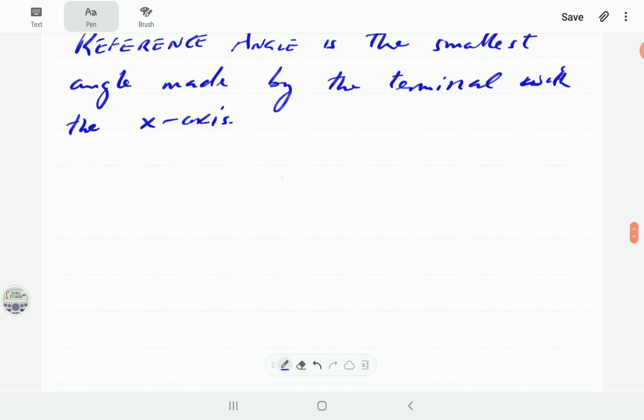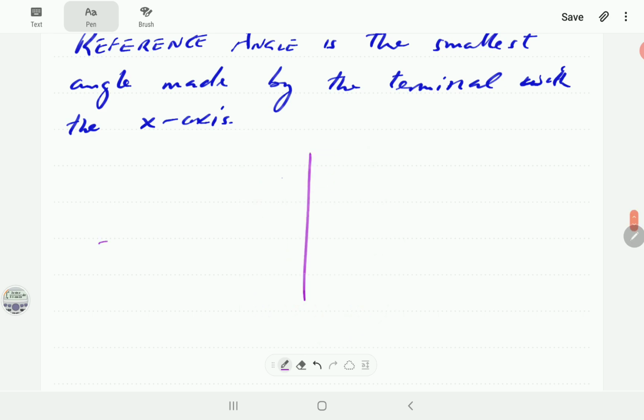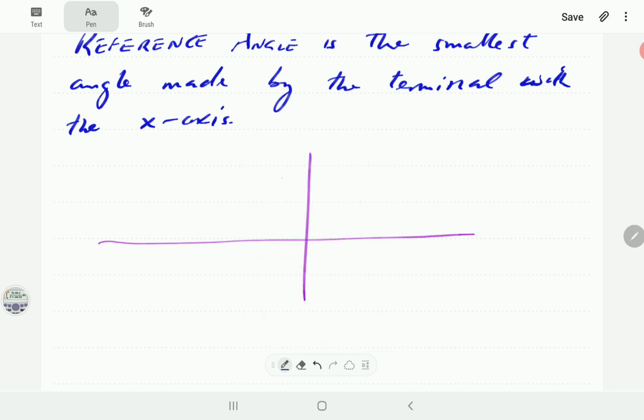So let's just do some graphical demonstrations here. If we have an angle in the second quadrant, you can see it makes 2 angles with the horizontal axis, this one and this one, and the smaller one is this one. So that means this is going to be the reference angle.